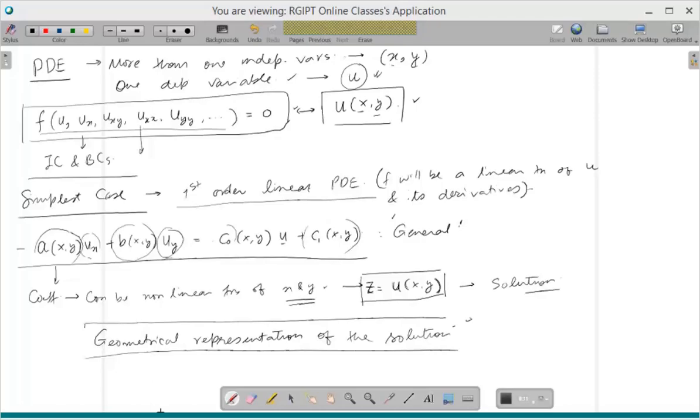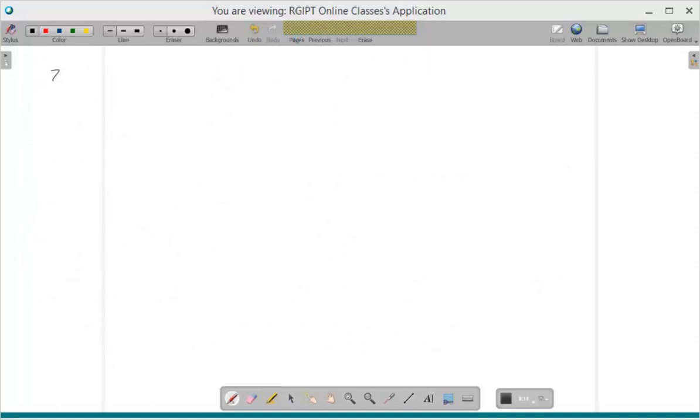So what is it? What we are going to do is write down z equals f of x comma y. That is my solution. And if I define z to be a third axis, so x, y, and z, then this becomes an equation of a surface.